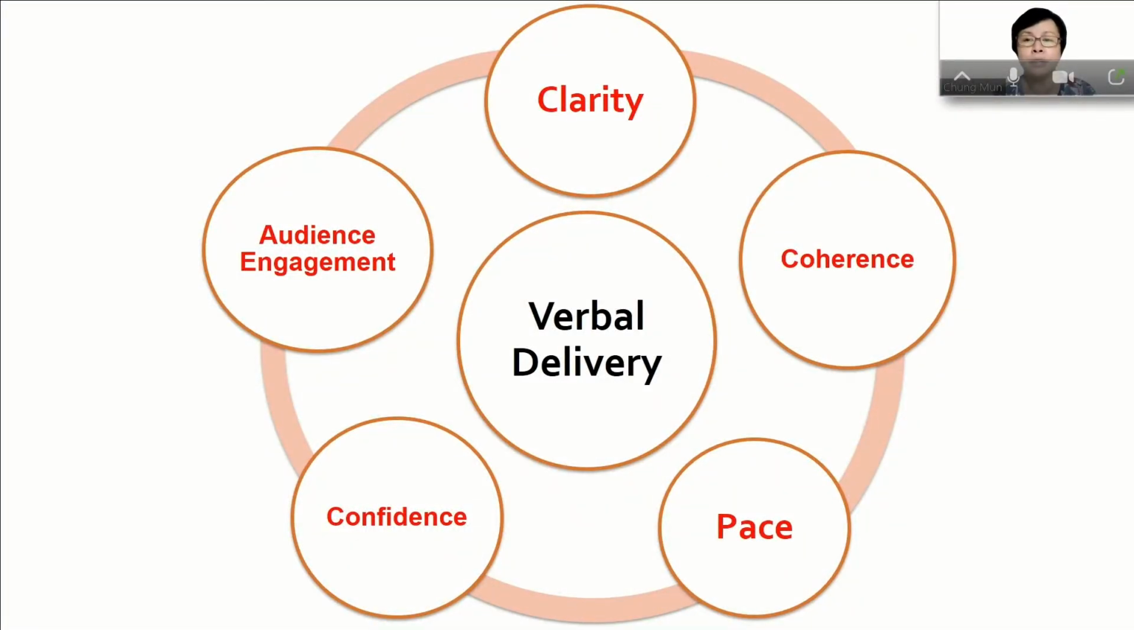For an oral presentation to be good and effective, you must consider five areas. First, clarity. Second, coherence. Third, pace. Fourth, confidence. Fifth, audience engagement. Now, I will be going into each point in detail in the following slides.